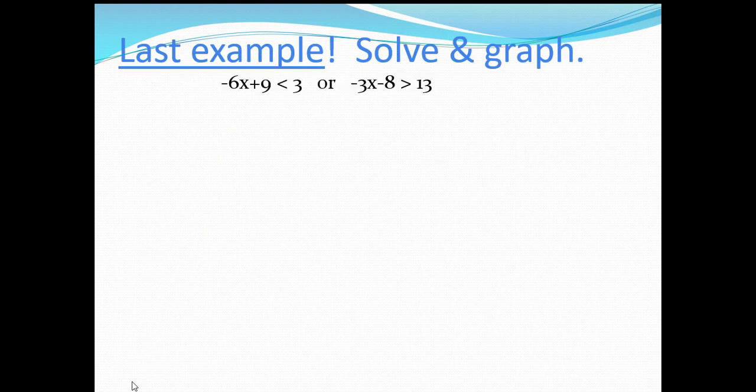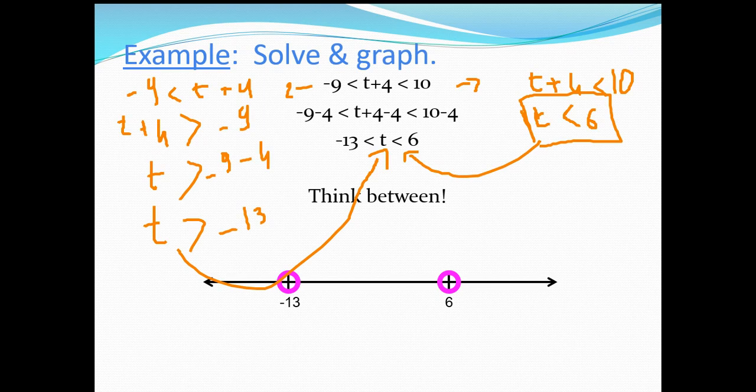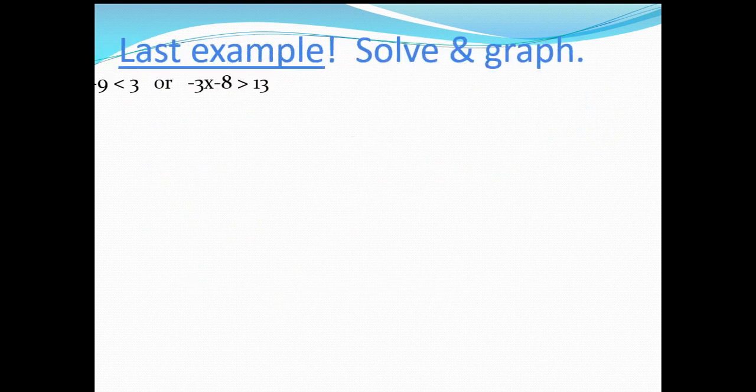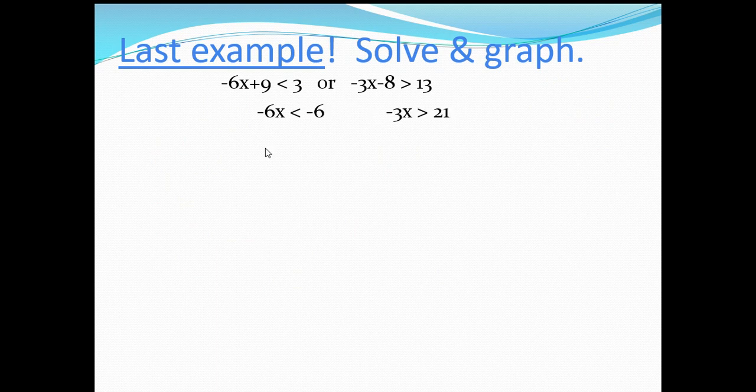It's not easy, but you need to take your time solving this one. So when you have it in between, it means it's "and." Now here I have "or," it means the second example. You have to solve each one alone. So I'll solve the first one alone normally. Here I will have -6x less than 3 minus 9, which is -6. I'll explain the first one first, then the second one.